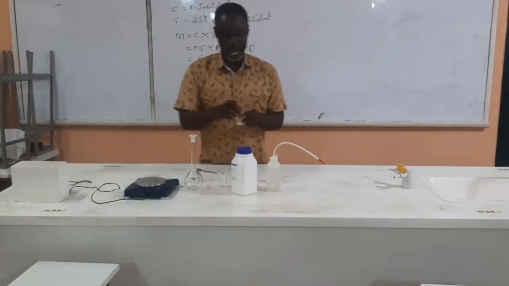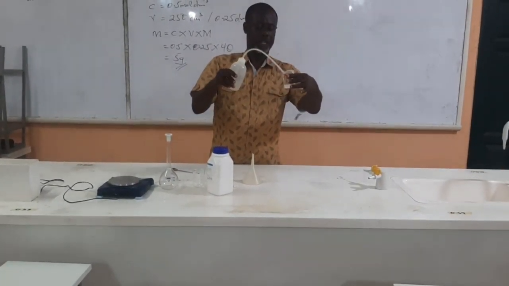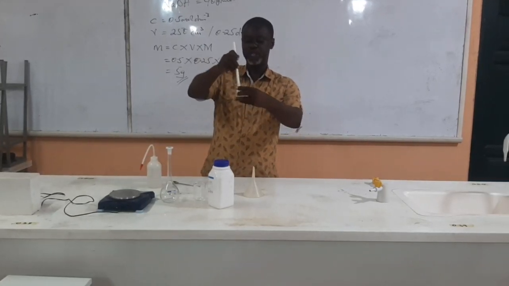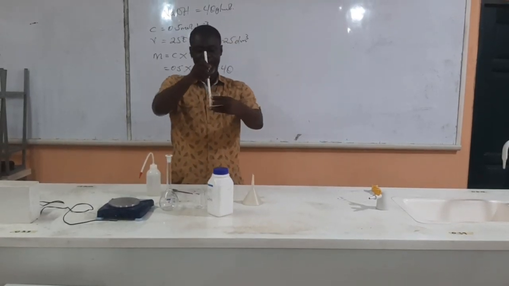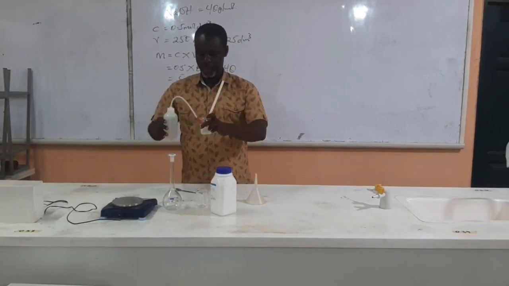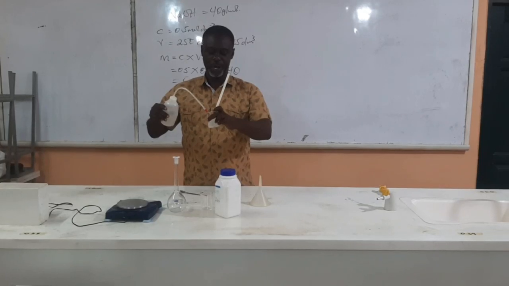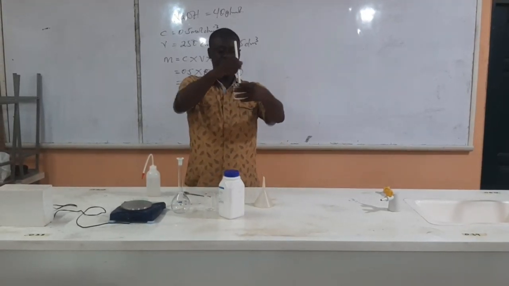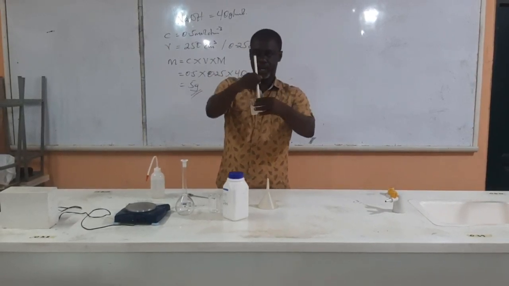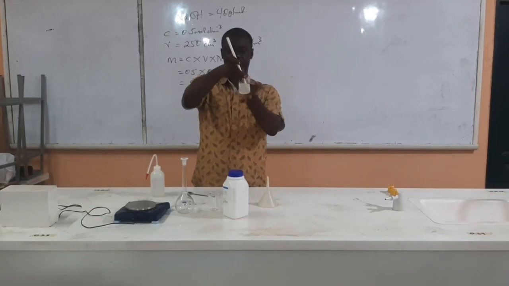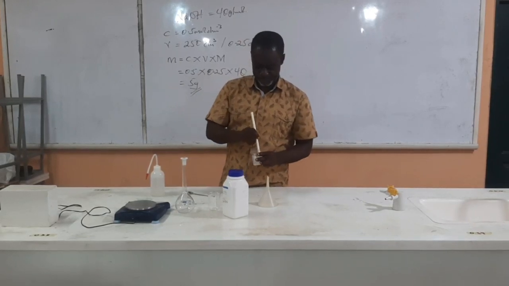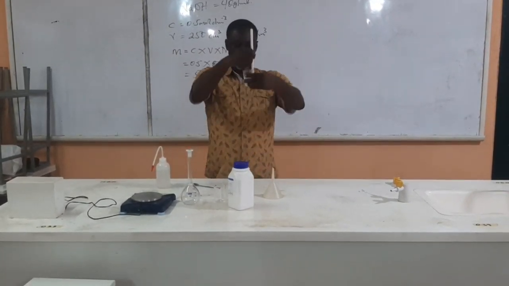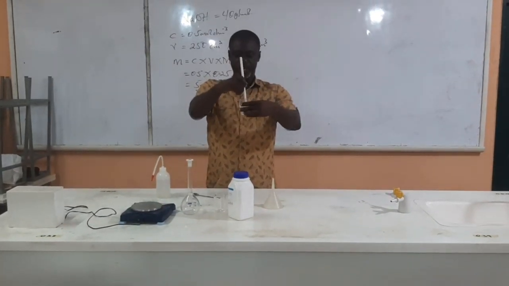The next stage is to add a small amount of water to the weighed amount of sodium hydroxide, and then we will stir to dissolve all the sodium hydroxide in the beaker. Let me add more water so that the dissolution will be quicker. As we are stirring, heat is being generated. So we say this reaction is exothermic. This is an exothermic reaction because it is becoming hot. Heat is being generated. We'll continue stirring until all has been dissolved.